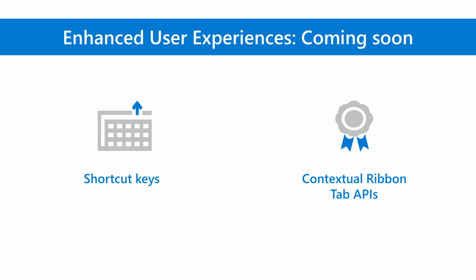We're building off of that with two new capabilities: shortcut keys and contextual ribbon tabs. If you're interested, APIs are going to be coming soon to public preview, and the best place to learn about them will be joining our community call, and we'll have a link to that at the end.